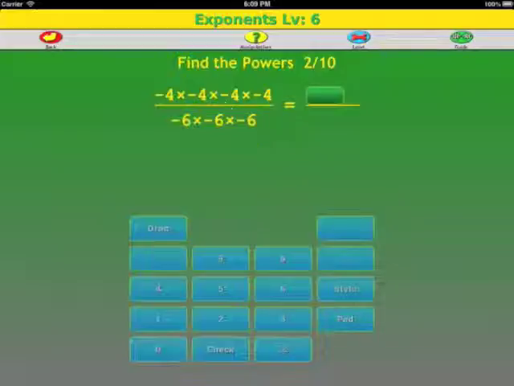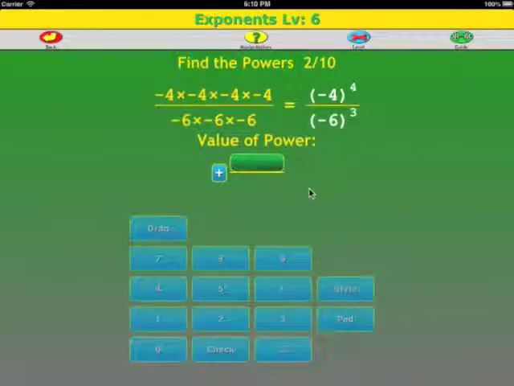Let's do an example. We have negative 4 being repeated, so negative 4 is our base. It is repeated 1, 2, 3, 4 times. So 4 is our exponent. Here in the denominator we have negative 6 as our base. That's the number that's being repeated. It is repeated 3 times, so 3 is our exponent. We have 1, 2, 3, 4, 5, 6, 7 negative signs. That's odd. So our answer is negative.